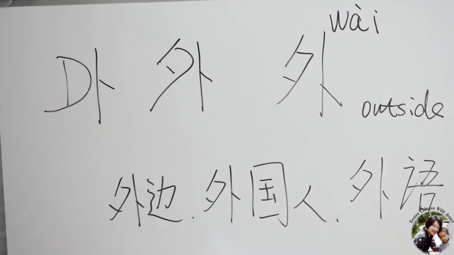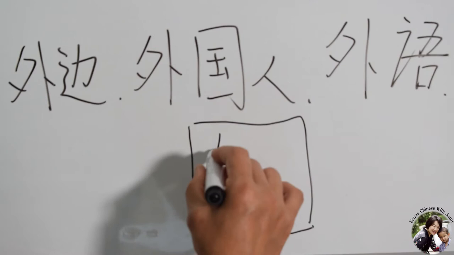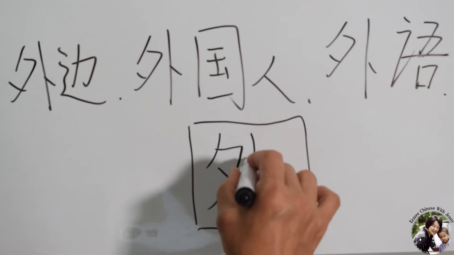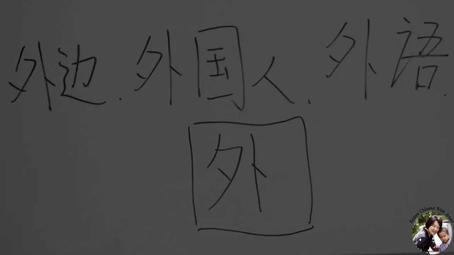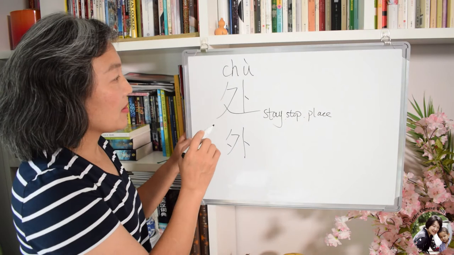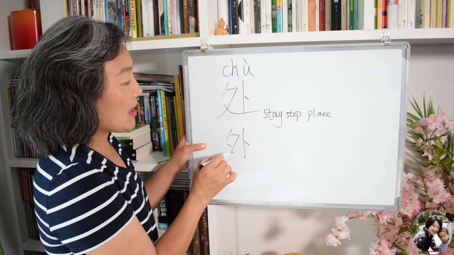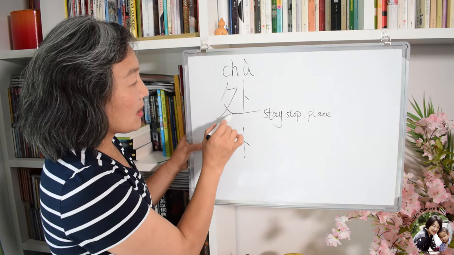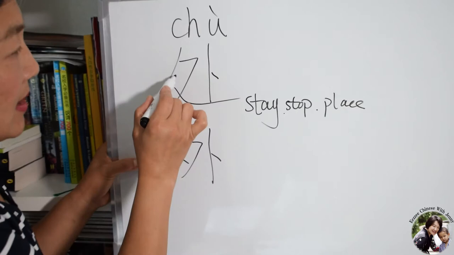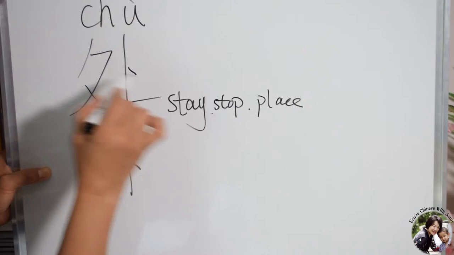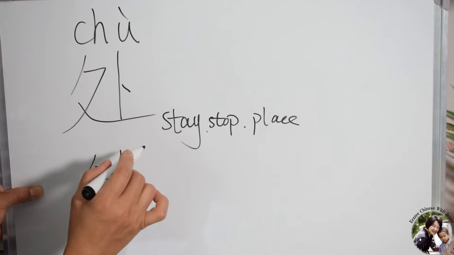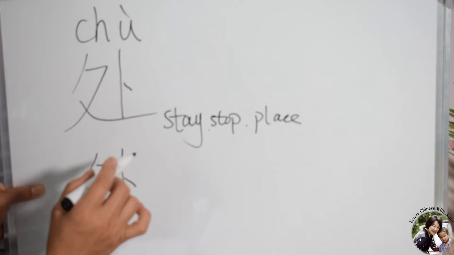撇, 横撇, 点, 竖, 点, 外, outside. I think it would be better if I teach you another word which is very similar to this 外, outside. Look at this. Only one stroke is different from this. Here is a dot, but this one is a 卜. This character 处 means stay, stop, or a place, or your position. Pronunciation is chù, fourth tone.